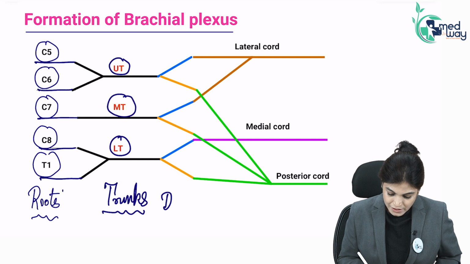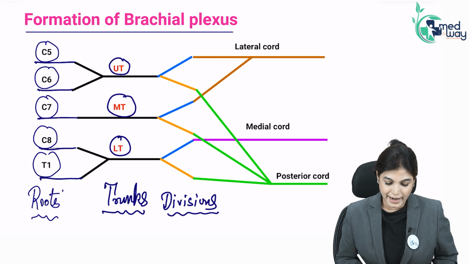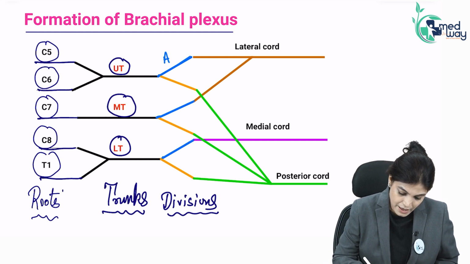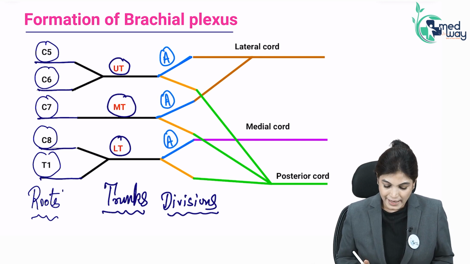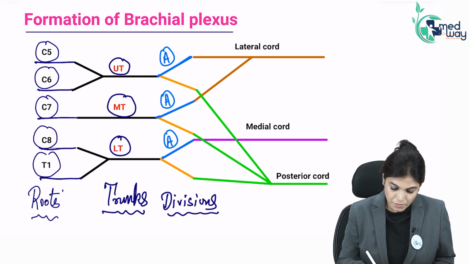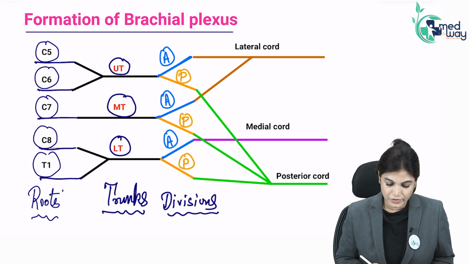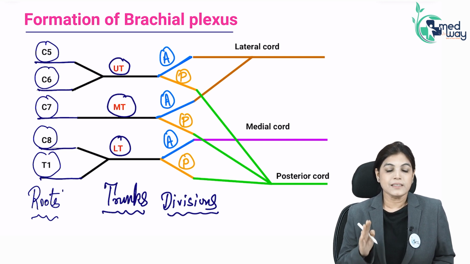So, the next component is the division of brachial plexus, and the divisions are exactly located behind the clavicle. I am using blue color for the anterior: this is anterior, this is also anterior, this is also anterior. A stands for the anterior division from the trunks of the brachial plexus, and we will use yellow color for the posterior division. This is P for posterior division, this is P, and this is P. So, each of the trunks of brachial plexus is dividing into anterior and posterior divisions.